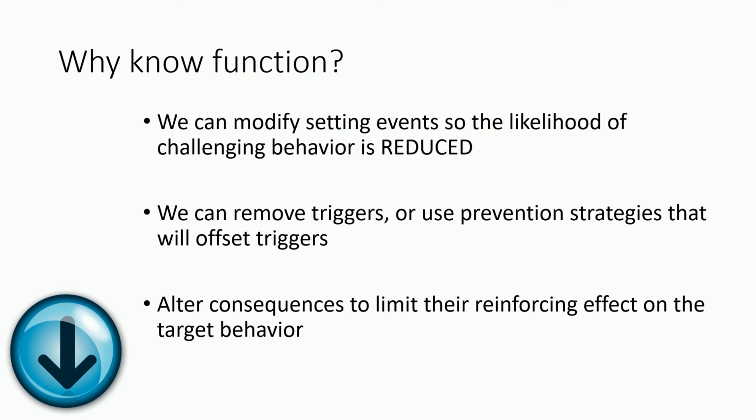So for example, if we're finding that most often the consequence that's being delivered for challenging behavior is attention, and most often the antecedent is that the individual is alone, maybe we put in a little intervention where we give some doses of attention to the individual before they engage in that behavior, so that they don't need to engage in the behavior to get attention, but instead they're getting some non-contingent attention throughout the day. If we know what the consequences are, we can also alter those consequences to limit their reinforcing effect on the target behavior.